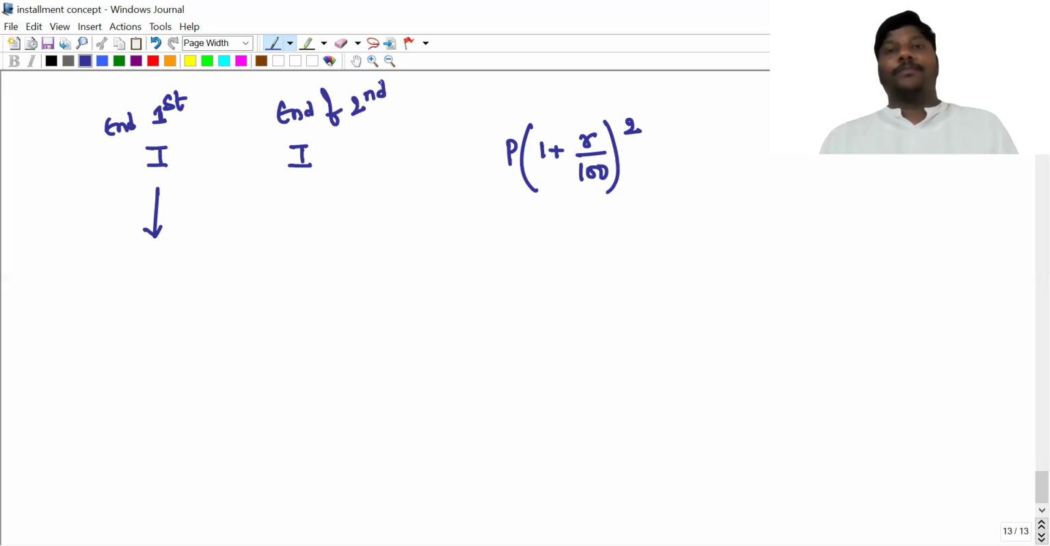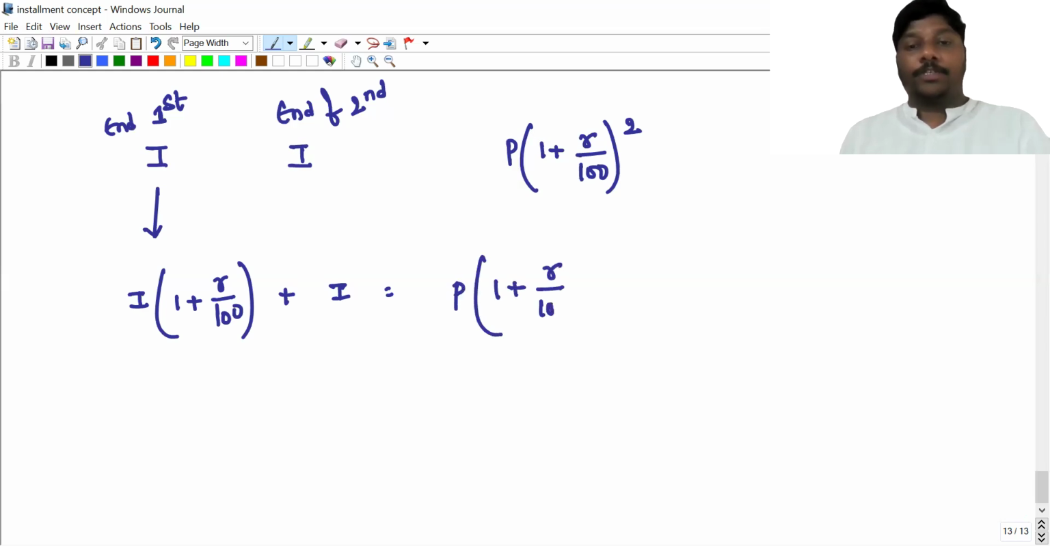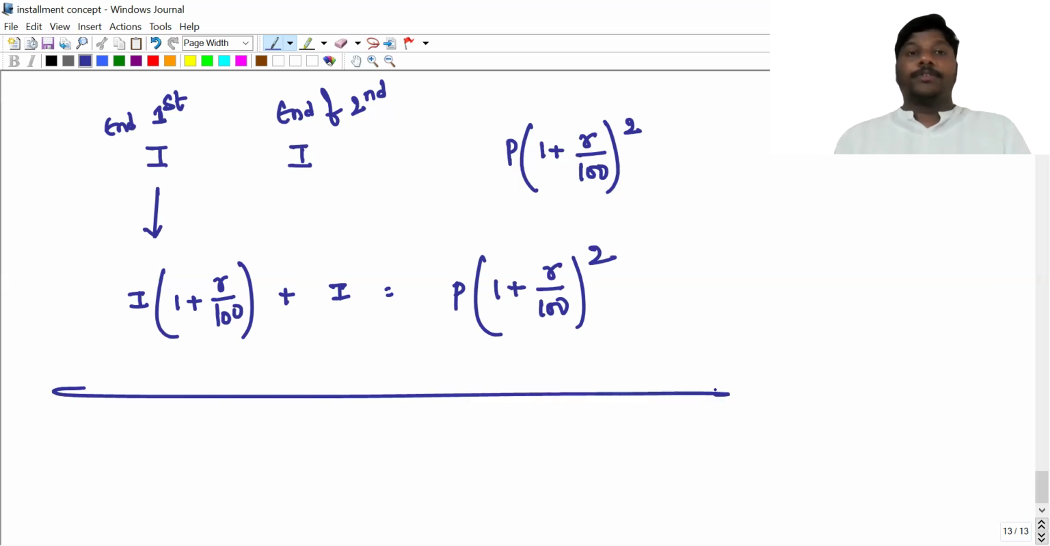Unlike simple interest, you can't directly find out the interest here. You will get the amount. So you take the amount. At the end of second year, it will give you 1 year of interest. I into 1 plus R by 100 plus I is equal to principal into 1 plus R by 100 whole square. This is for 2 years. Try to understand. The first installment that you have placed will have 1 year of time. So that is the reason it becomes I into 1 plus R by 100. This one is the amount of the first installment. There is no interest on this, so directly I becomes I only.